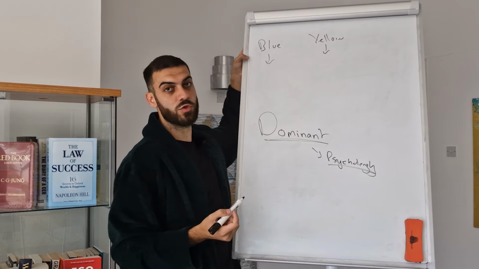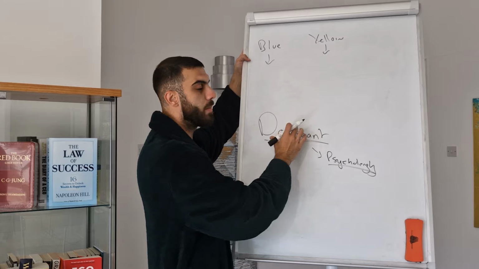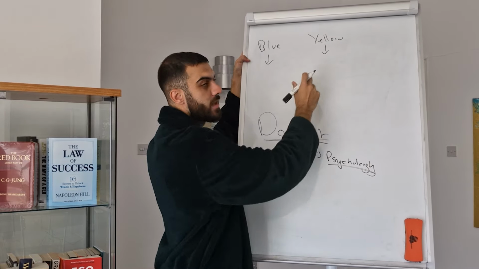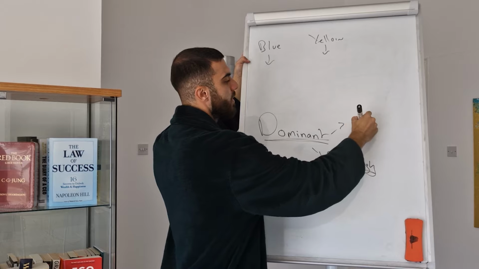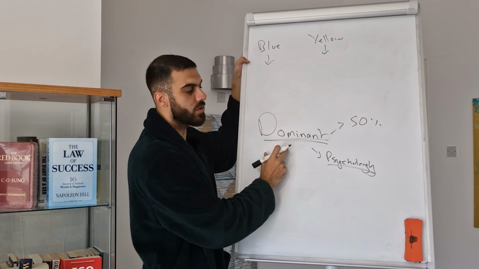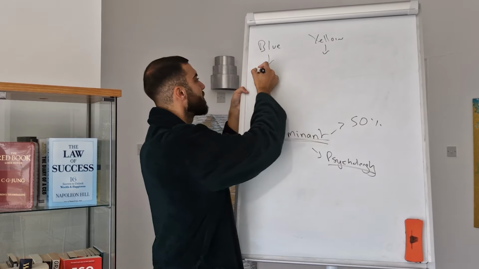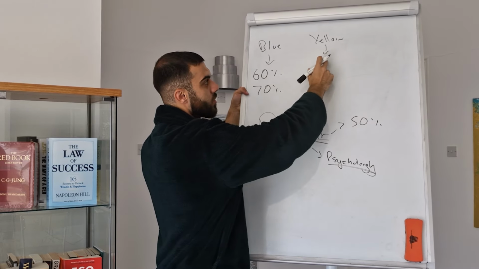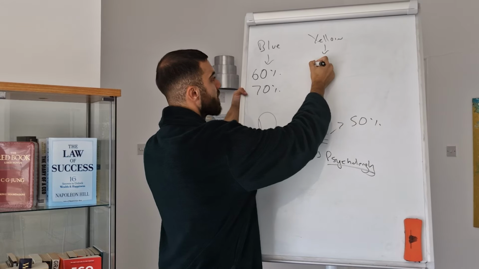So if blue is your dominant color, dominant meaning more powerful or the one above, that means it has to be more than yellow. So can it be 50%? Obviously not, because then yellow has to be 50% and that's not the dominant color. So you basically have two options.